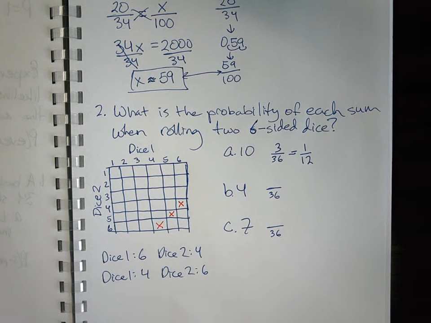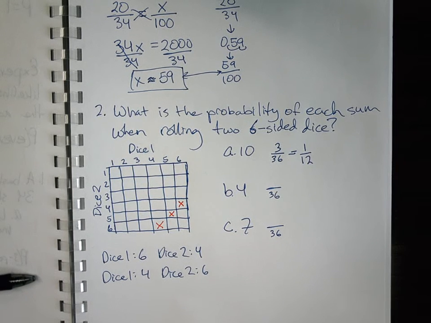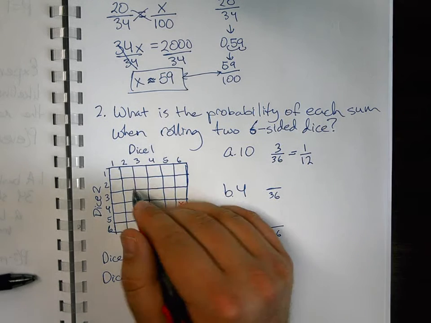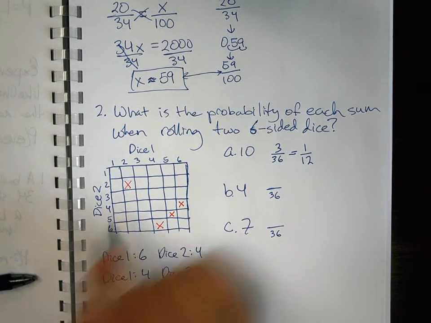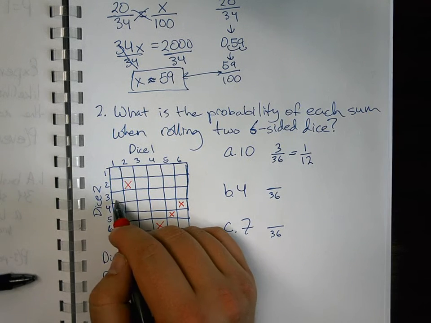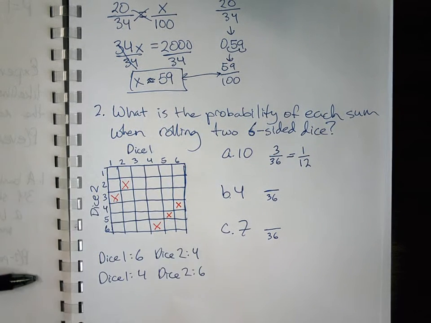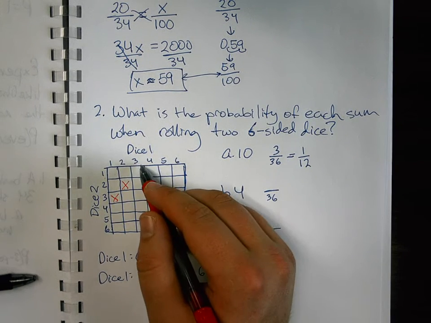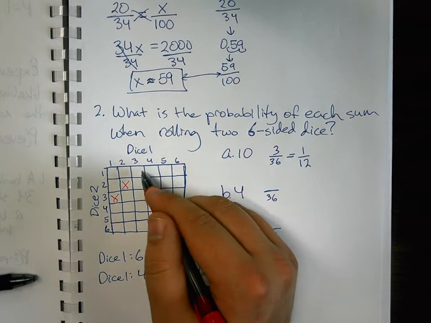And let's say I want things to add up to 4. Well, obviously I can roll 1 on dice 1 and 2 on dice 2, 2 and 2, and 1 on dice 1 and 3 on dice 2, 1 and 3. But I could also roll 3 on dice 1 and 1 on dice 2.